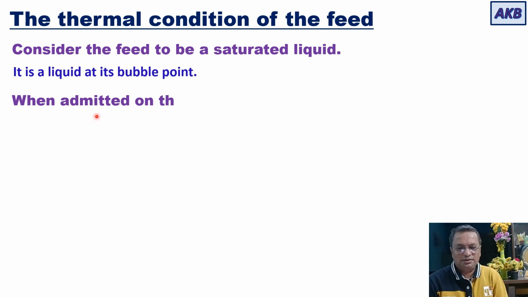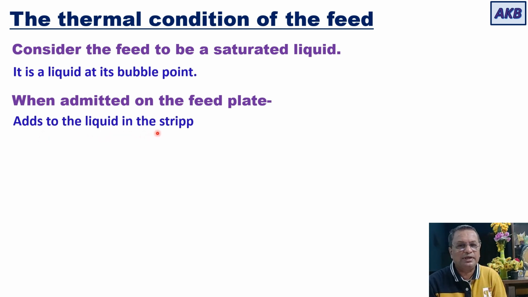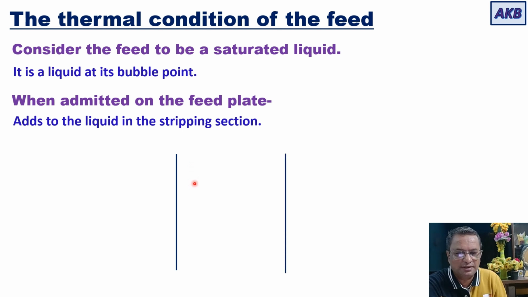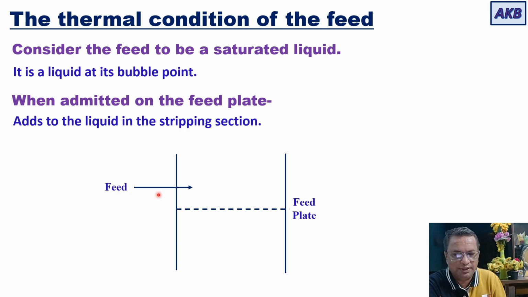So we are talking about a feed which is a saturated liquid, or a liquid at its bubble point. Now, when a saturated liquid is admitted on the feed plate, what happens? It simply adds to the liquid in the stripping section. As soon as it enters the feed plate, it goes down and adds to the liquid in the stripping section. We can understand it with the help of this simple schematic diagram. So you have the feed plate. Now the feed in the form of a saturated liquid is coming onto this feed plate, so all of the liquid will go to the stripping section.